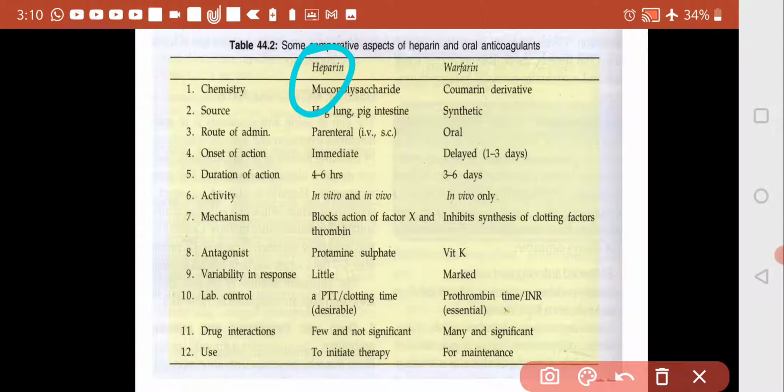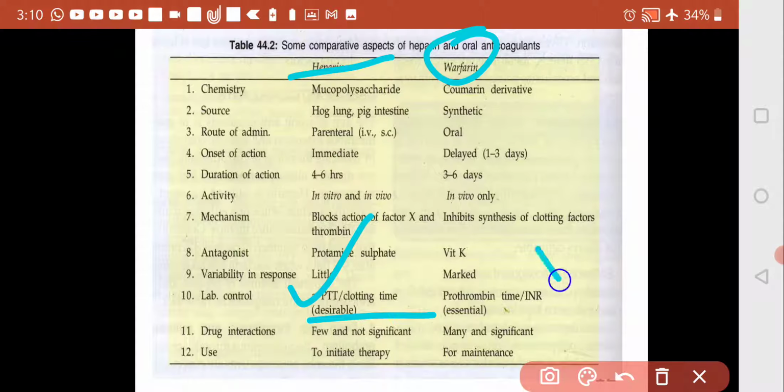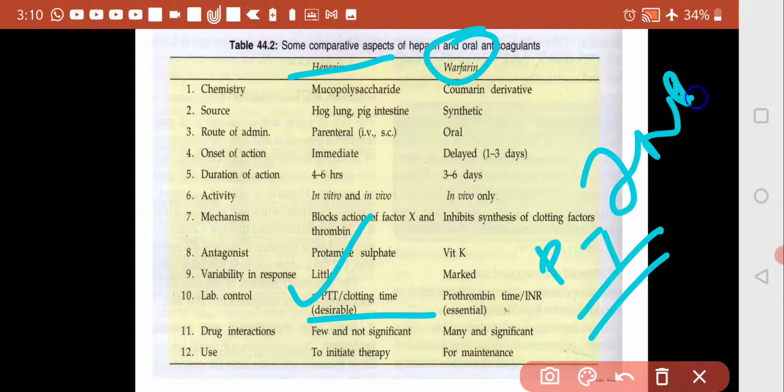And here the warfarin antidote is vitamin K. If we talk about laboratory monitoring, there is the activated partial thromboplastin time or clotting time. Particularly, the APTT is desirable for heparin monitoring. And in warfarin, we already talked about the prothrombin time, which is measured as the INR. So it is necessary for the monitoring of warfarin.